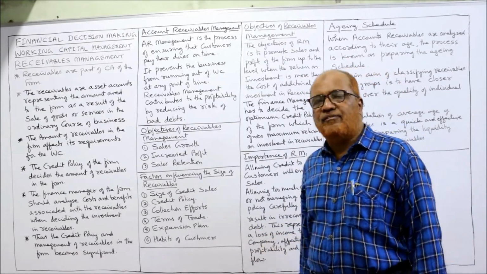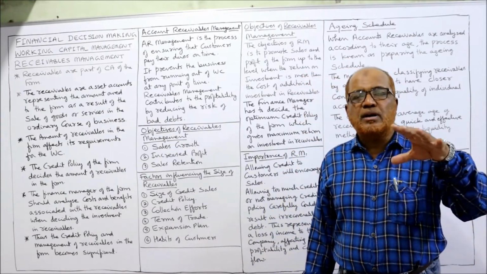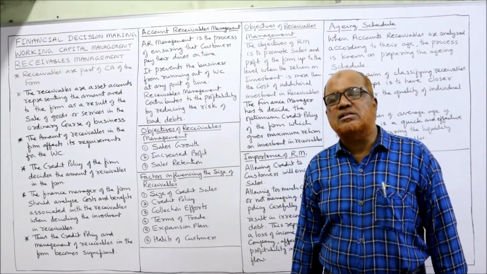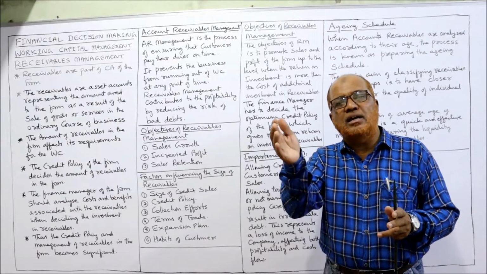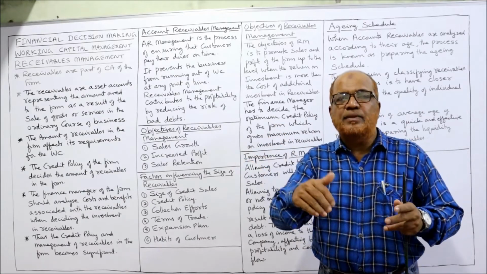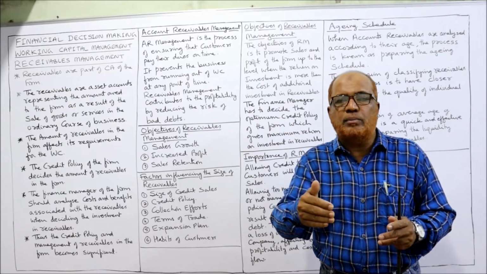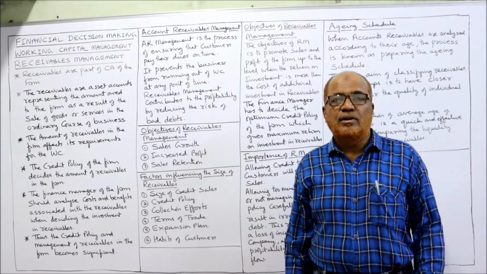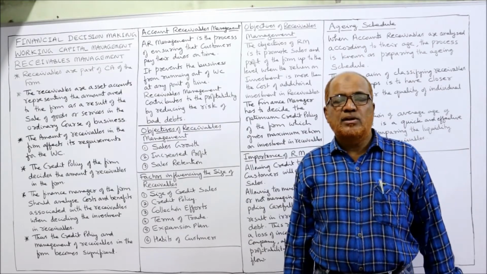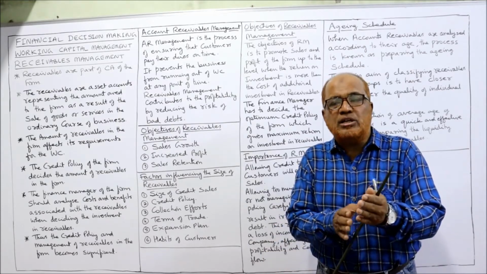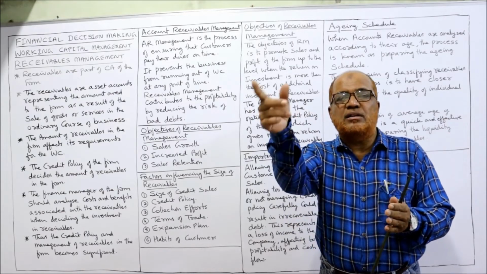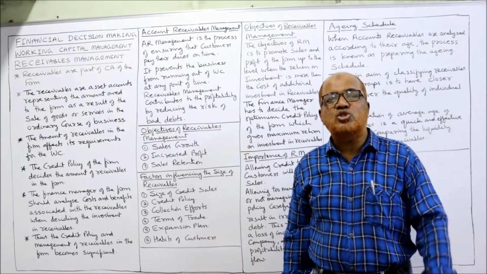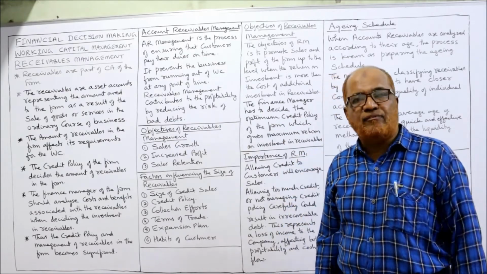Next one is collection efforts. That means there should be some collection procedure. Once we sell the goods on credit to customers, we should not wait till the due date and expect that the customer will promptly come to the business and pay the amount. He may not pay. So we have to give reminders. We have to send statements. So our business must send statements and reminders to the credit customer that their amount is due. Please make the payment. Like this, reminders should be given. These are called collection efforts.